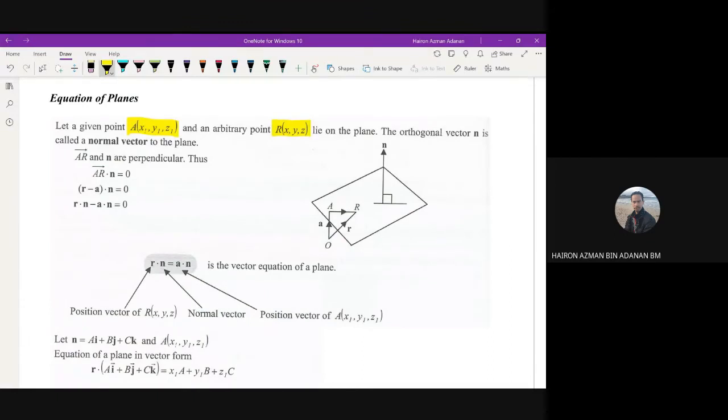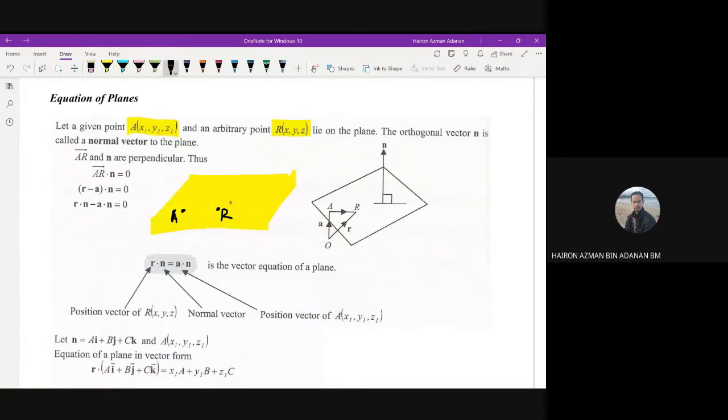If I draw, I would like to draw our plane. Maybe this is your plane, the yellow color. On your plane, maybe we have 2 points, that is A and R. And then on your plane also we have one orthogonal vector. What is an orthogonal vector? A vector that is orthogonal, in other words perpendicular. Vektor yang berserenjang dengan plane tu.